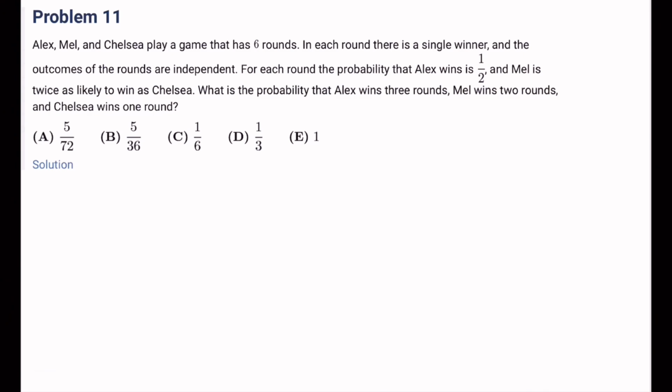Number 11, Alex, Mel, and Chelsea play a game that has 6 rounds. In each round, there is a single winner, and the outcomes of the rounds are independent. For each round, the probability that Alex wins is 1/2, and Mel is twice as likely to win as Chelsea. What is the probability that Alex wins 3 rounds, Mel wins 2 rounds, and Chelsea wins 1 round?